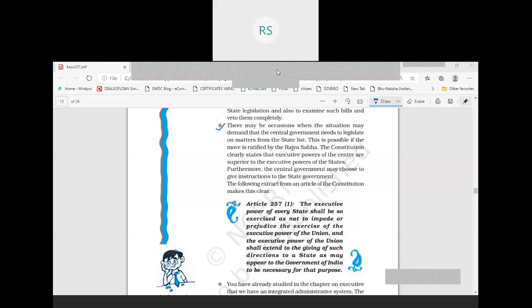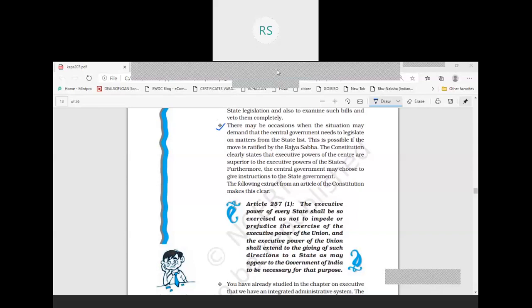But here what we see in our experience has proved that the members of the Rajya Sabha do not work according to the interest of the state. They are not there to represent the interest of the state, but they are governed by party politics.